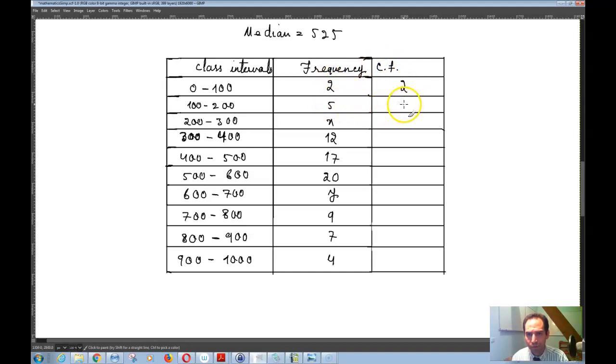basically 2 plus 5 is equal to 7, and this would be 7 plus x. This would be 12 plus 7 plus x, which is equal to 19 plus x. And over here you have 17 plus 19 plus x, which is 36 plus x, then 56 plus x, 56 plus x plus y, and 65 plus x plus y, and 72 plus x plus y, and 76 plus x plus y.